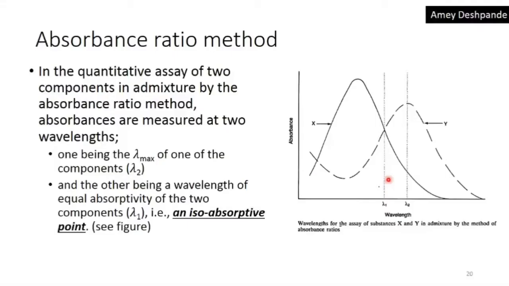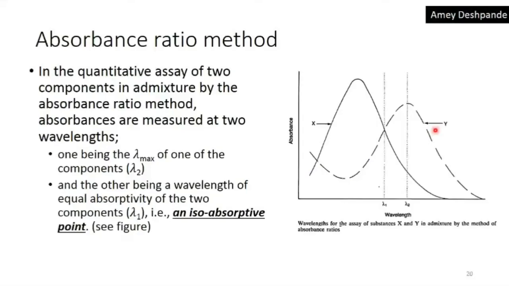That wavelength at which the absorptivity of X and Y is the same is called the isoabsorptive point. Okay, this is a favorite question for examiners in viva. This is a favorite question for the first question, the 1 mark question. Here they ask for the definition.